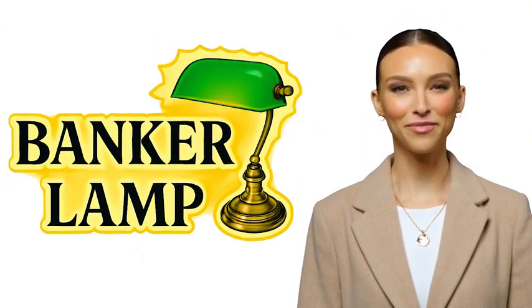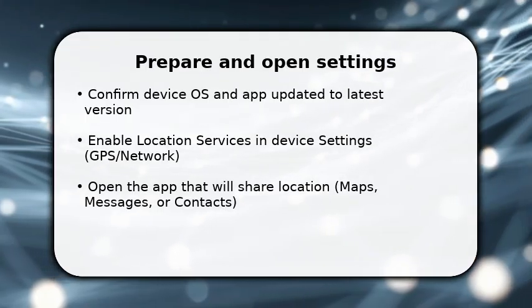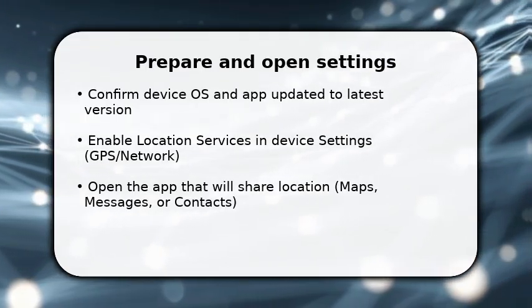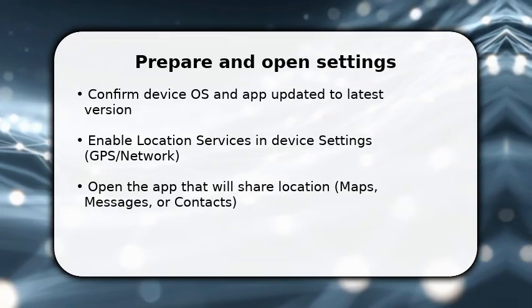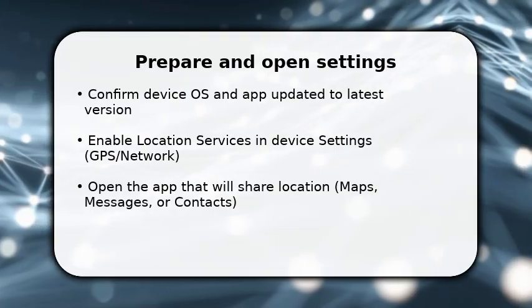Please enjoy the video. You start by confirming your phone and app are up to date, because older versions can block sharing. Once done, go to Settings and enable Location Services. This allows apps to access GPS and network data.